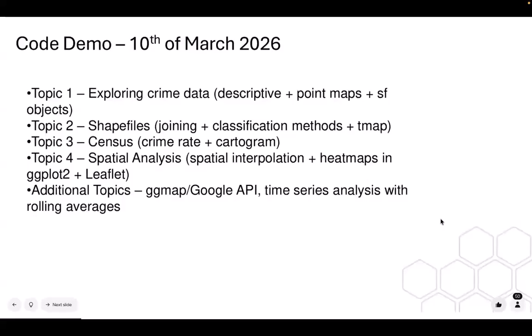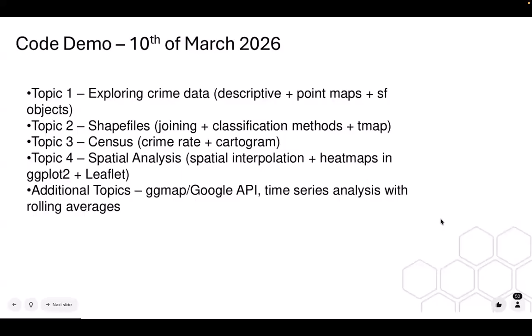And then we move on to looking at census. This is probably the shortest topic of the four, but it allows us to move from mapping raw data to mapping crime rate data and how we can move these into making cartograms. And then in topic four, we run our spatial analysis. So this involves looking at spatial interpolation and also producing heat maps using ggplot2 and leaflet.